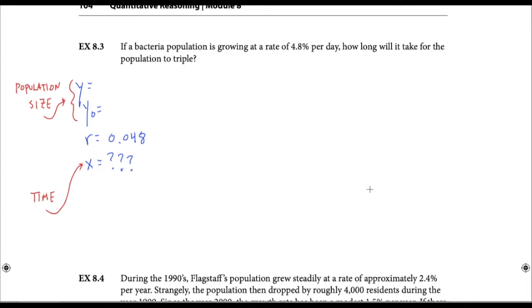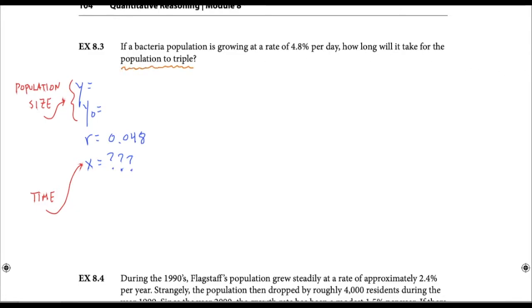I have some of the details for example 8.3 already written out here. I'm analyzing the size of a bacteria population. We're given that the growth rate is 4.8% and my independent variable is time. The tricky detail about this problem is that it does not state a specific starting value or a specific final value. Instead, it simply indicates that we want the population to triple.